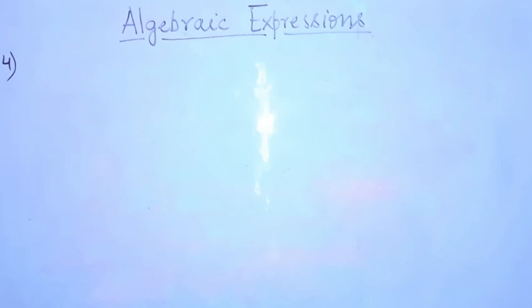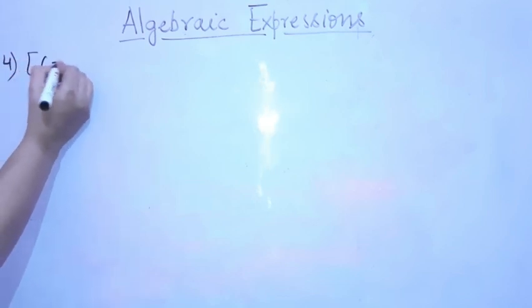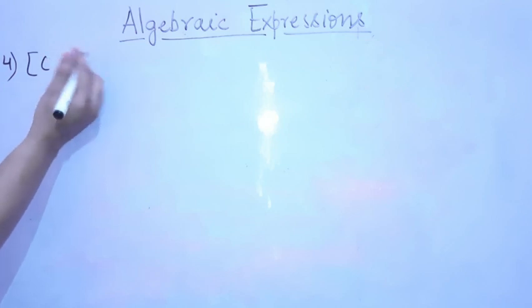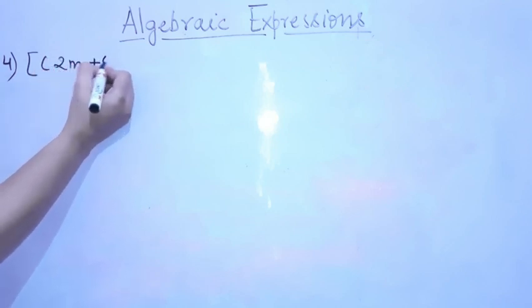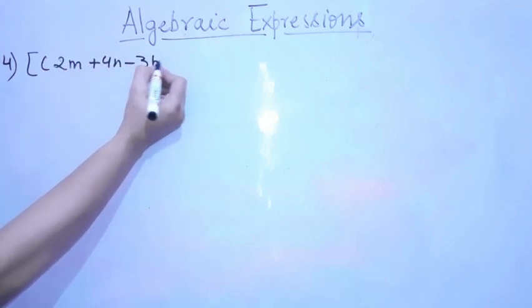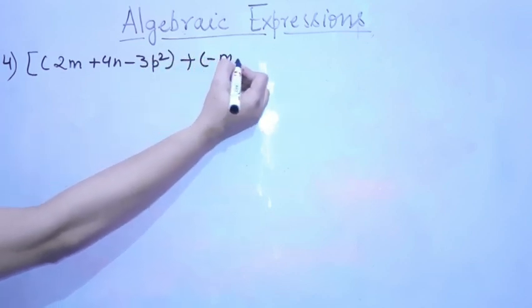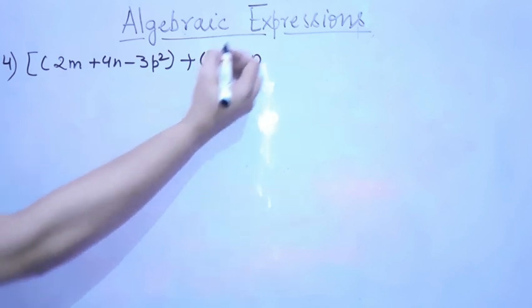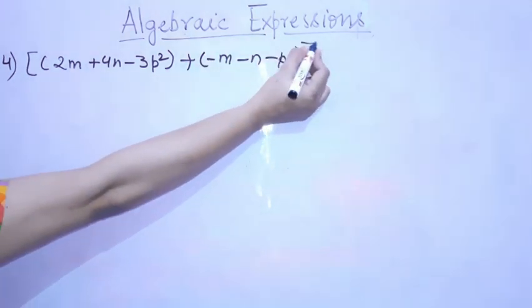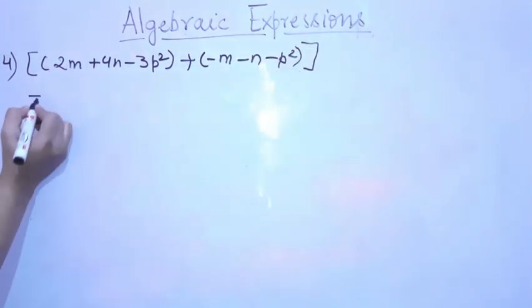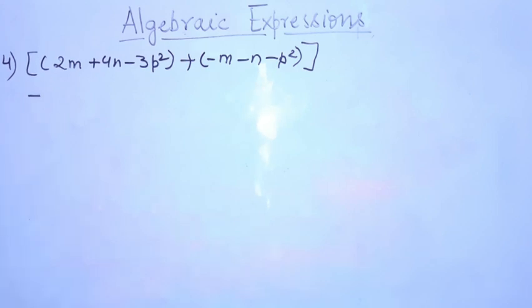Why will it come first? Because it is written after the word from, so we have to subtract it from that. So let's begin without wasting time. As per the question, it should be 2m plus 4n minus 3p square plus, within bracket, minus m minus n minus p square. From the sum of this, what we have to subtract? Subtract means a sign of negative.